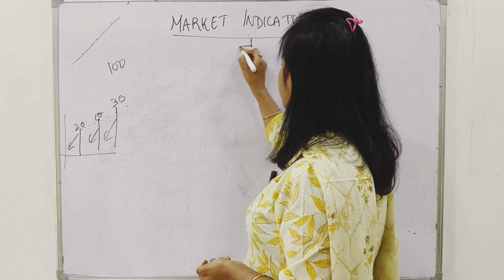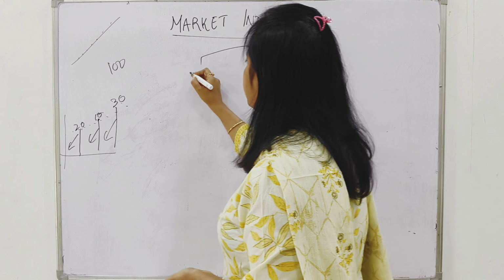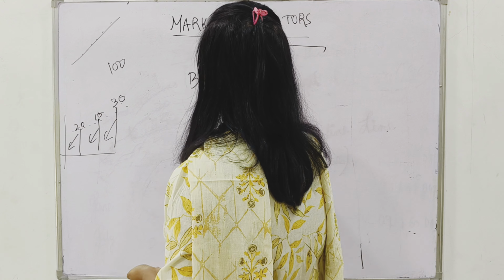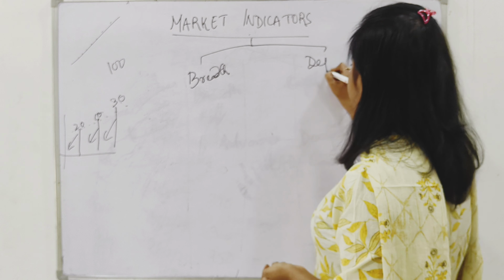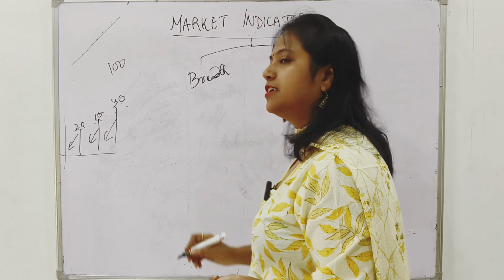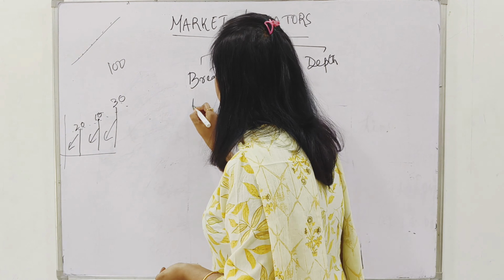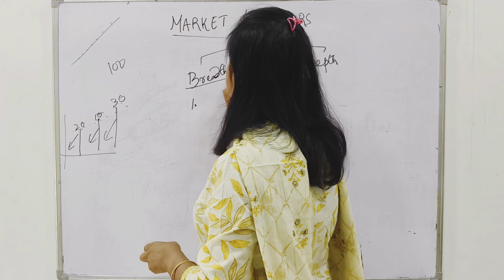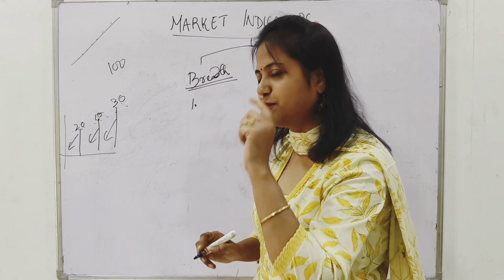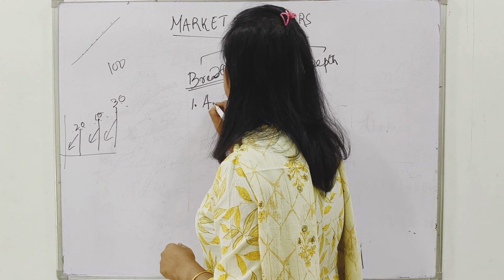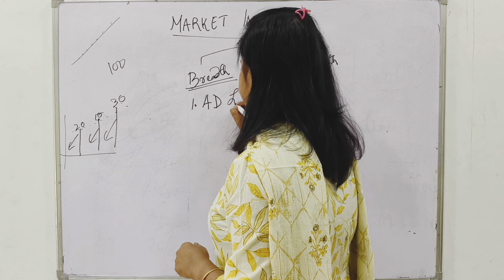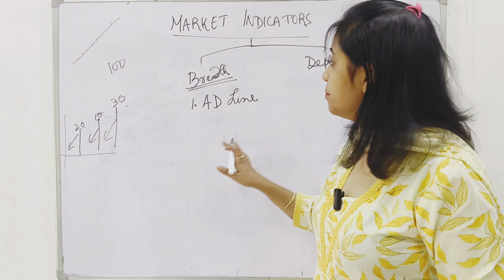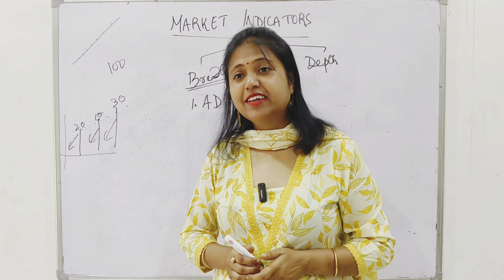So there are two types of market indicators. One is the market breadth indicator. The other one is the depth indicator. Okay, let's understand the breadth indicators. So we will cover a few, 1, 2, 3, 4 breadth indicators. In this video, we are going to start with the first breadth indicator, and that is known as the AD line. So let's understand this. This is a very interesting concept which will help you understand the market.